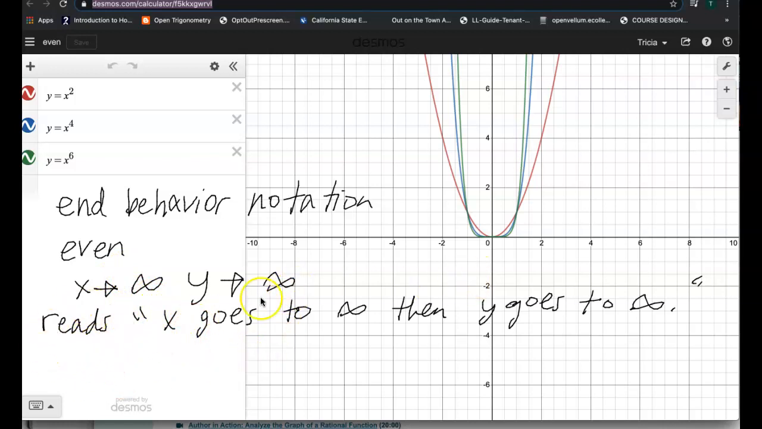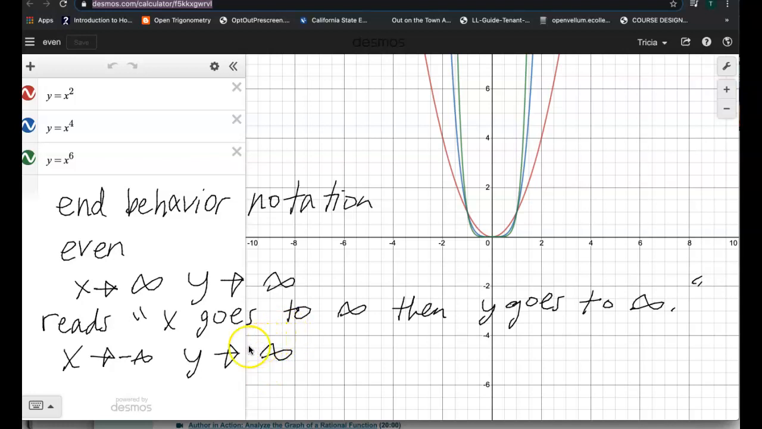So similarly, that was as x goes to positive infinity. What happens as x goes to negative infinity? But even from our discussion of even and odd functions, we should already know that this goes to positive infinity because of the symmetry over the y-axis.